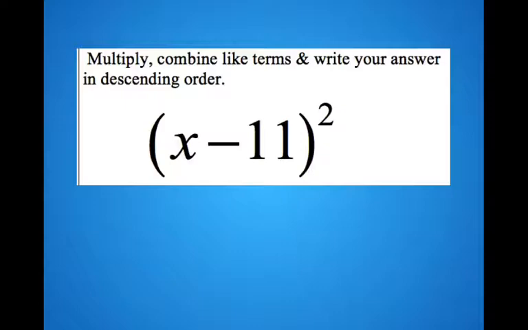This one's commonly missed, but it doesn't have to be you. You can just rewrite x minus 11, x minus 11. That's what it means to be squared. You just write the same thing twice, and then we multiply it together.